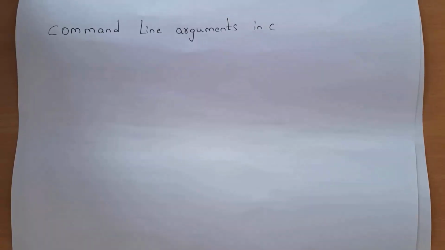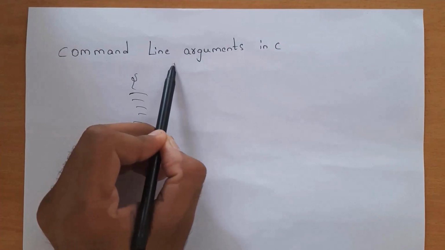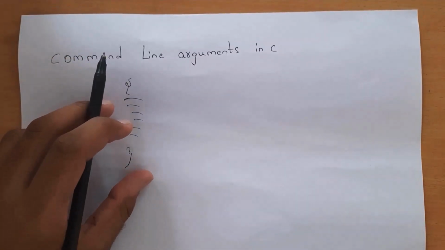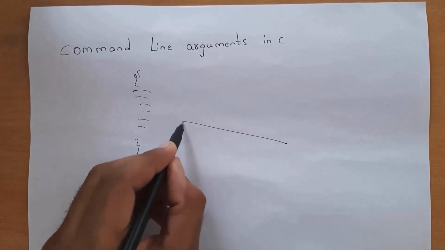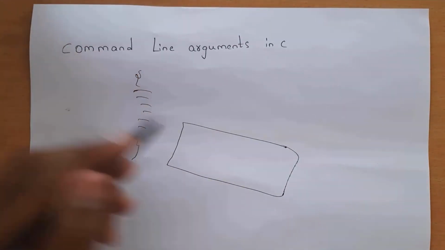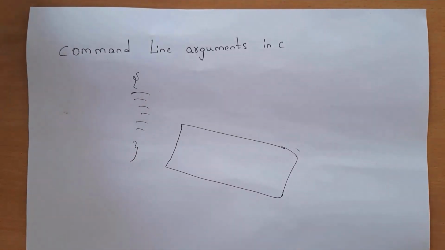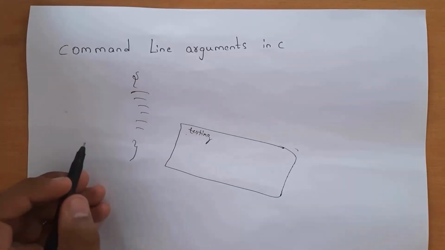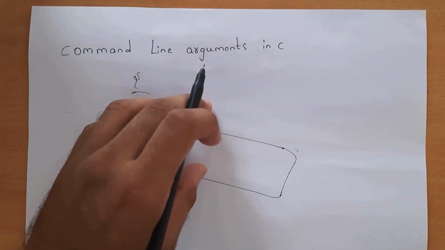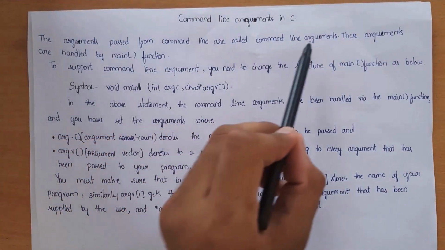Next topic is command line arguments in C. Why do we call it command line arguments? Because whenever you write a command line argument program and then you execute it, it will open command prompt, and inside command prompt you need to pass arguments. For example, testing is an argument. So arguments which are passed from the command line are known as command line arguments.